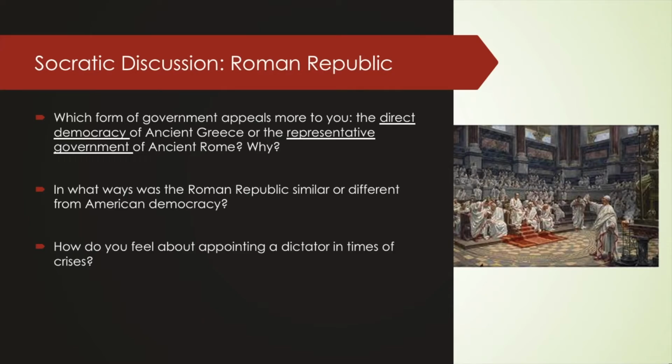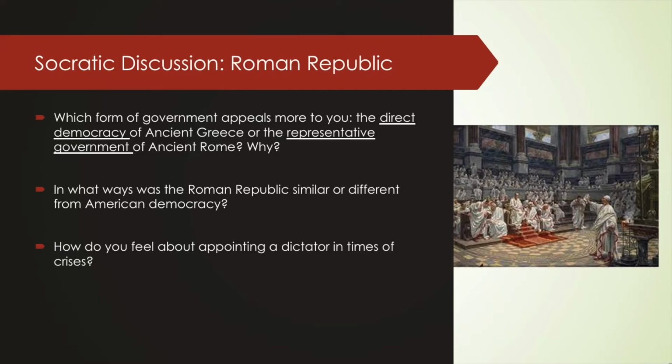Excellent. So, in a way similar to what you did in your silent discussion, we're going to have a Socratic discussion about the Roman Republic. So, think about this. Which form of government appeals to you more? The direct democracy of ancient Greece, where people could directly make laws themselves, or the representative government of ancient Rome, where people chose representatives to make laws for them? Which system do you think is more fair? Which system do you think is more efficient?